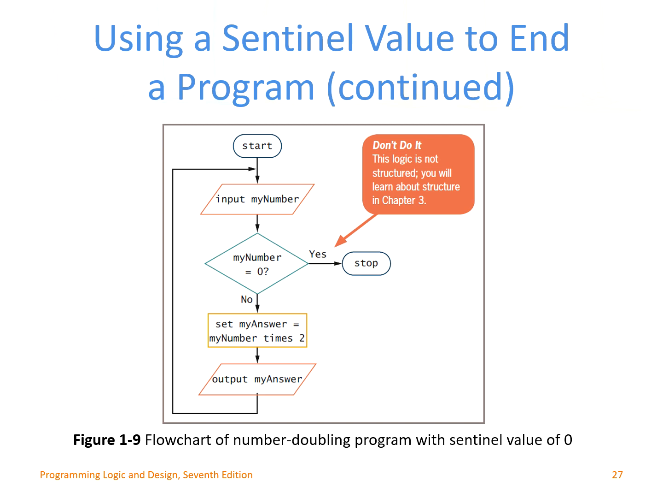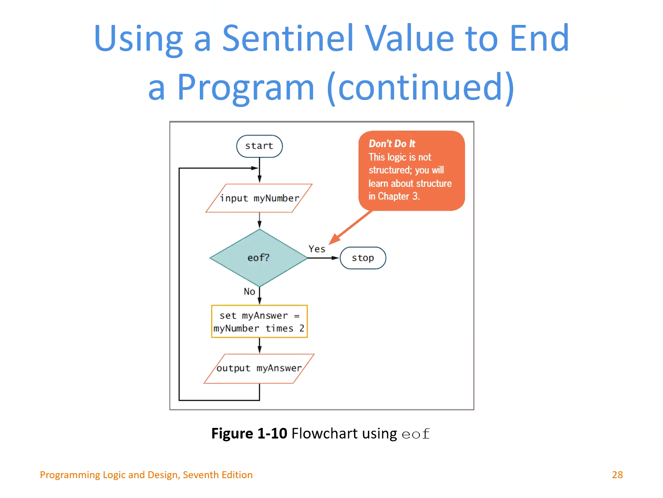We have here the figure 1-9 flowchart of the number doubling program with a sentinel value of 0. As we can see, there is a terminal for start and a terminal for stop. But don't do it because this logic is not structured. You will learn this in our chapter 3 or lecture 3 part. While the figure 1-10 flowchart uses EOF or end of file in a decision in the diamond shape. But we also should not do this because this logic is also not structured.